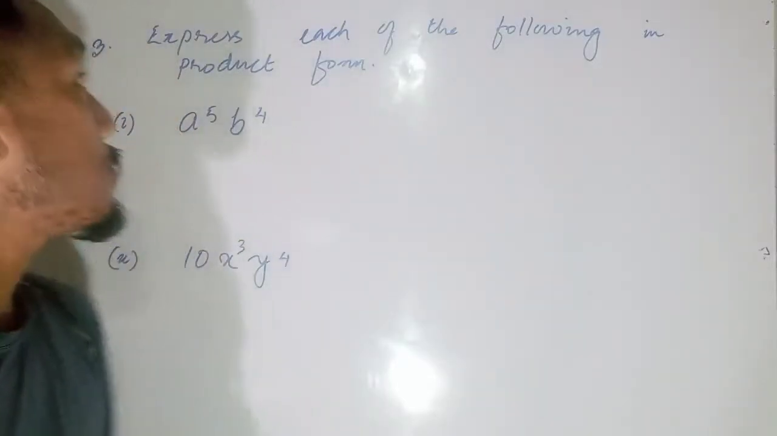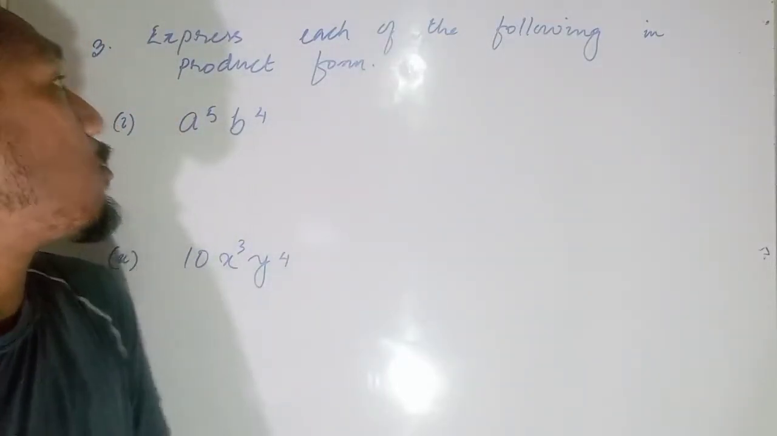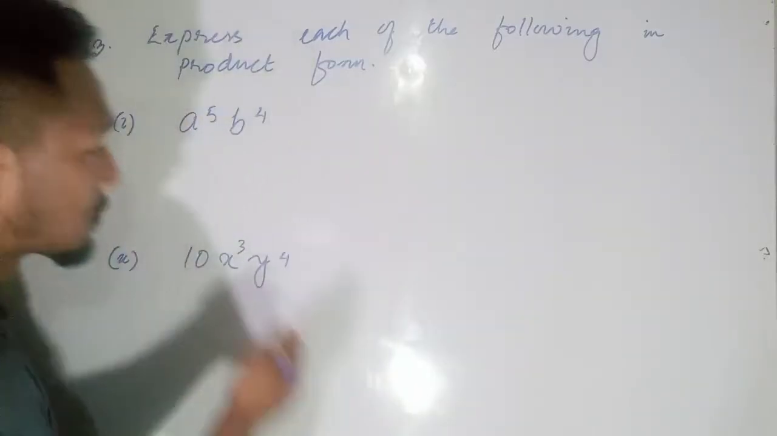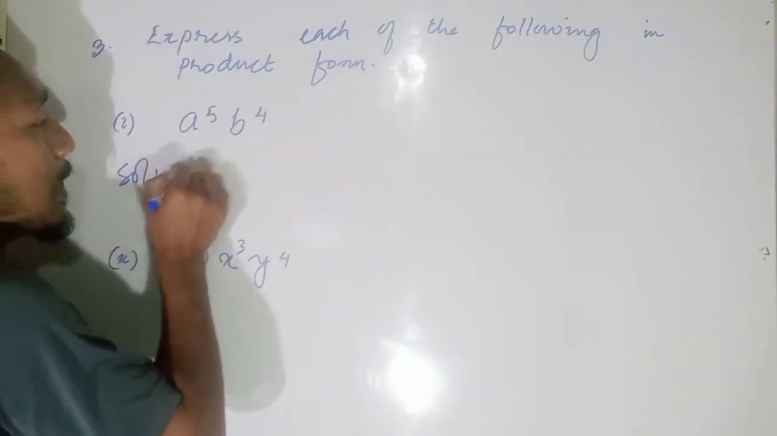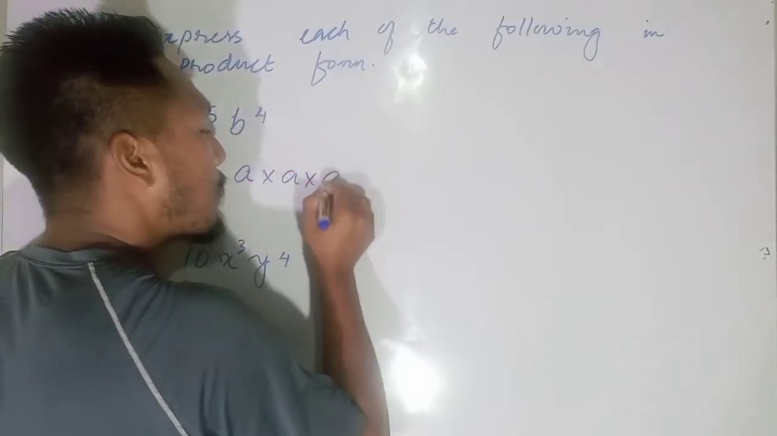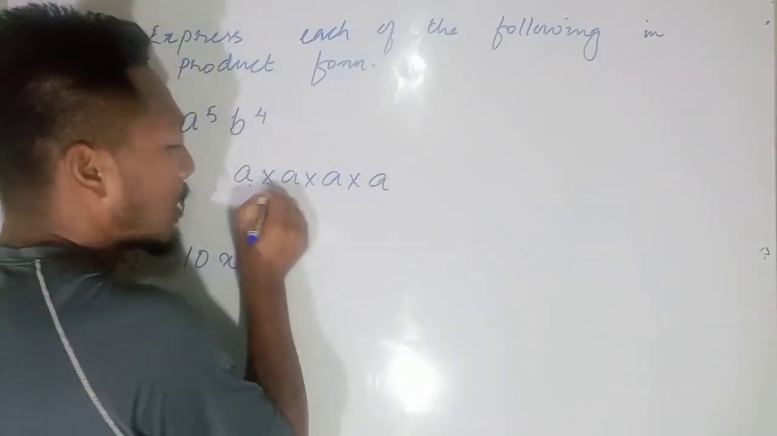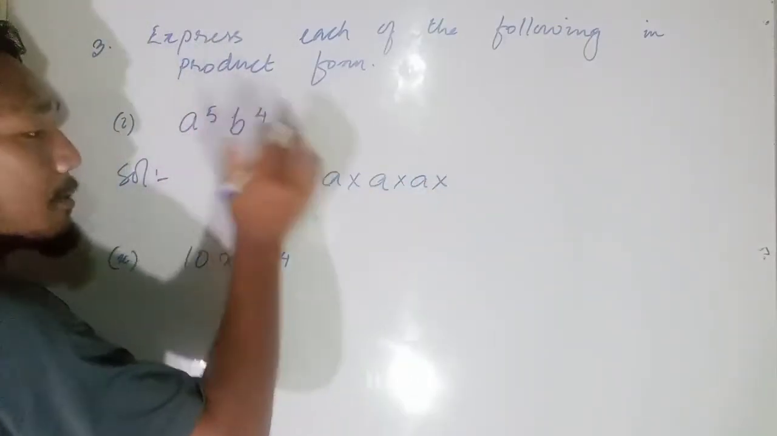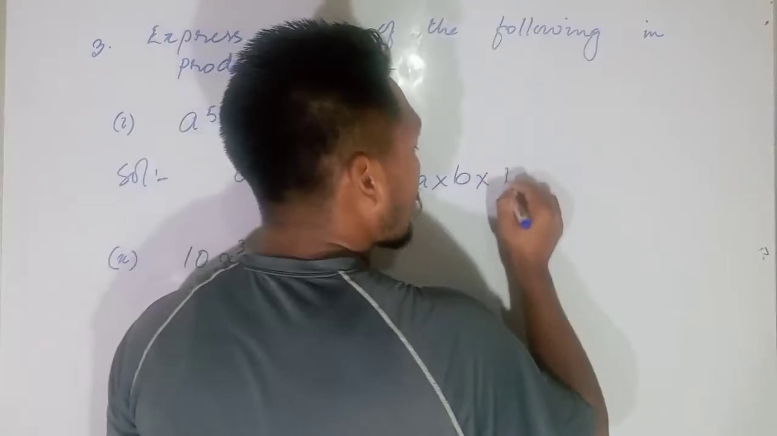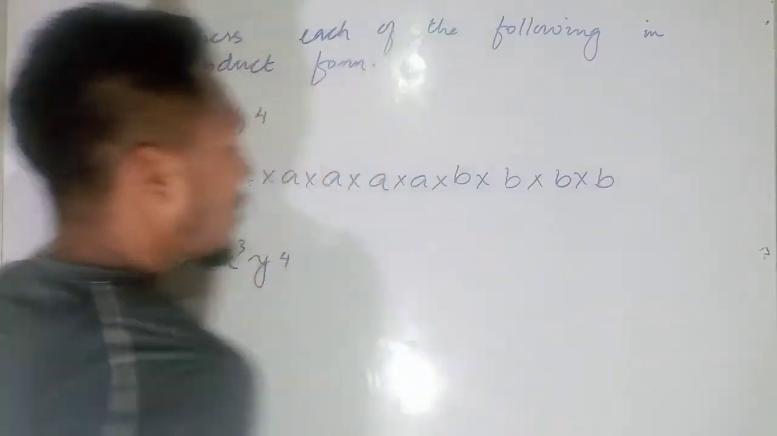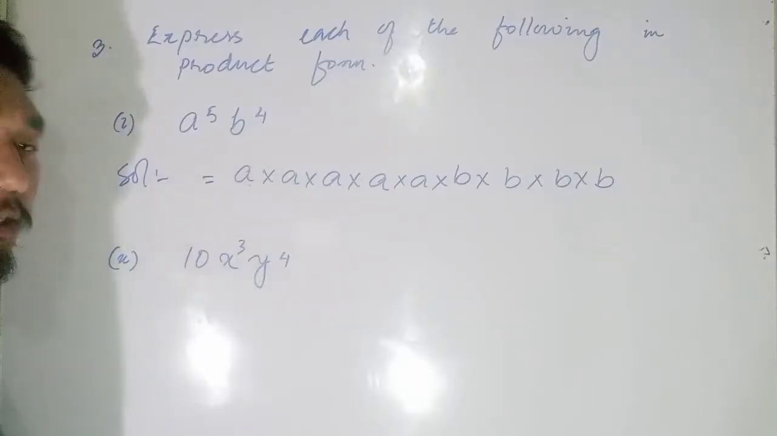So this is our last question from the exercise. Express each of the following in product form. We have to write in the form of products. So what shall I do? A to the power 5 means a 5 times you have to multiply, 1 2 3 4 5, into b to the power 4, which means b 4 times you have to multiply. So this is our expression.